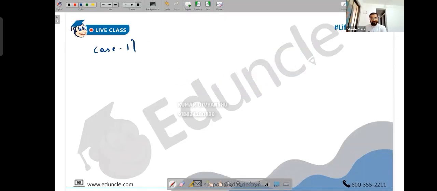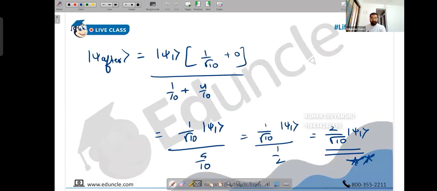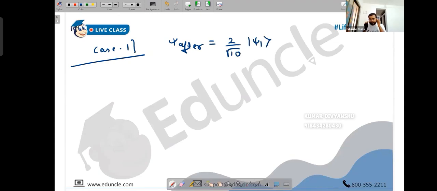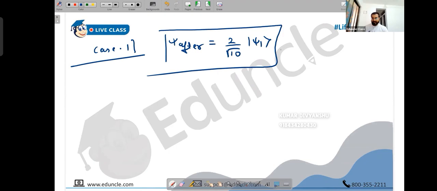So case 1, people. Case 1. If wave function was collapsed, so like let's say psi after, basically psi after. So what was that value in case 1? 2 upon root 10 of psi, okay? 2 upon root 10 of psi. Now they are saying after some time, you have already measured this. This is after measurement. Now they are saying if you again measure, then what is the probability of getting psi 1? What is the probability of getting psi 3?